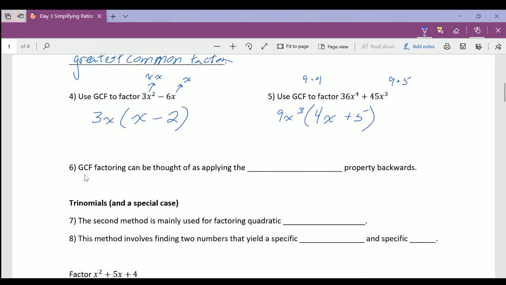Okay, GCF factoring can be thought of as applying, like I mentioned before, the distributive property backwards.